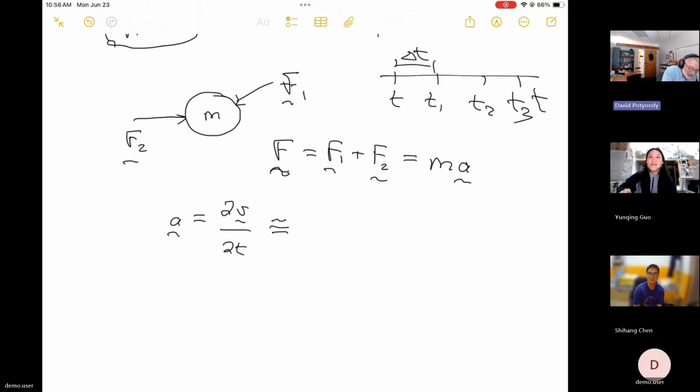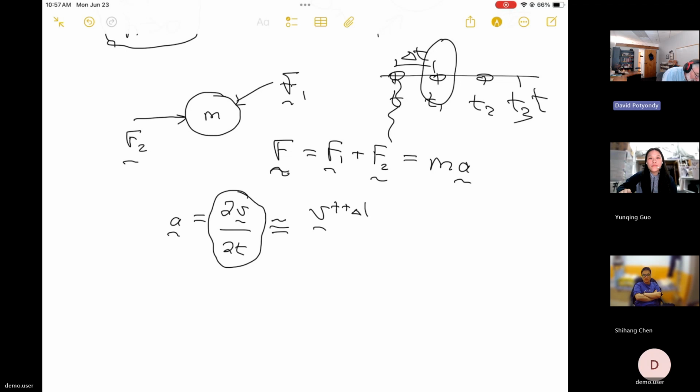So we're going to move forward in time. Okay. So I know the value here. I want to compute the value at delta t in the future. So what am I going to do? This is actually a differential equation. I'm going to approximate it as v at t plus delta t minus v at t divided by delta t. Does that make sense?